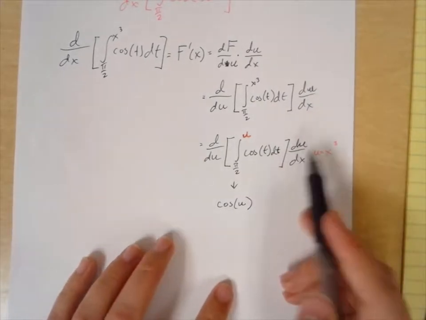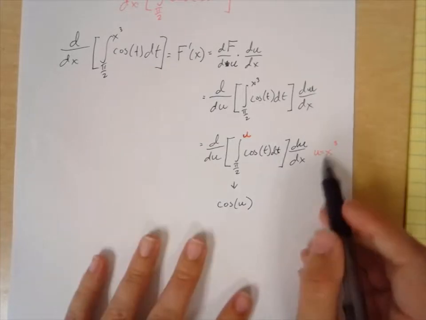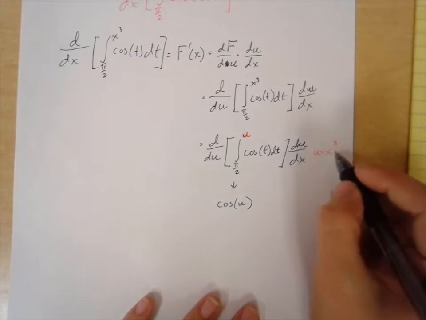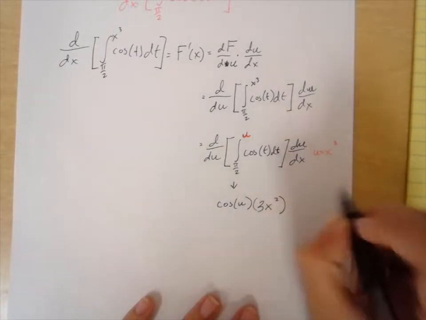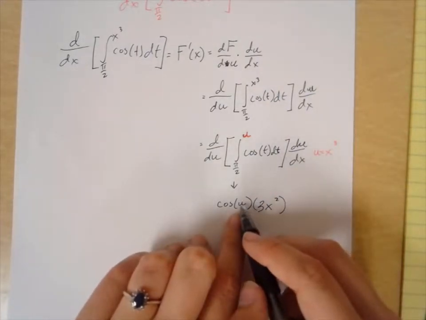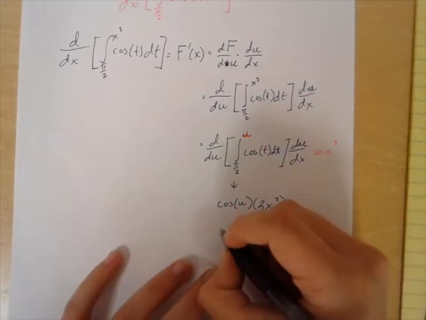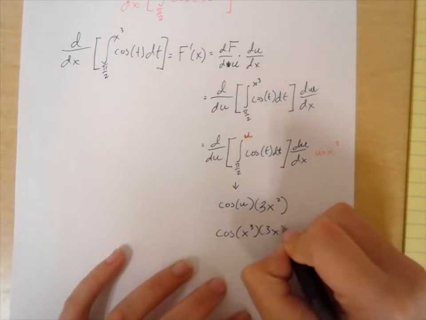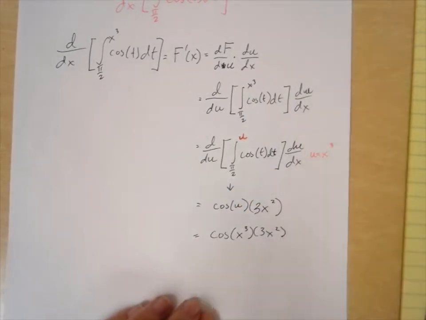And then over here, we're doing du dx, or the derivative of u. The derivative of u is just going to use the power rule of differentiation, which would make this 3x squared. That's the derivative of x cubed. Now, let's not forget about u. We have to replace that u with what it was supposed to be, which was x cubed. So we're going to say cosine x cubed times 3x squared. And that is our final answer.